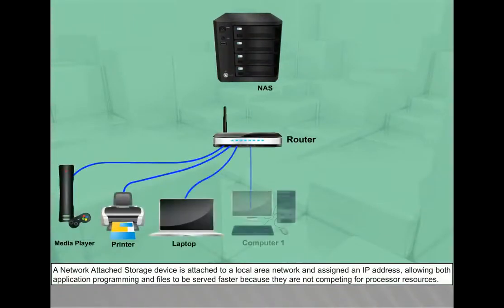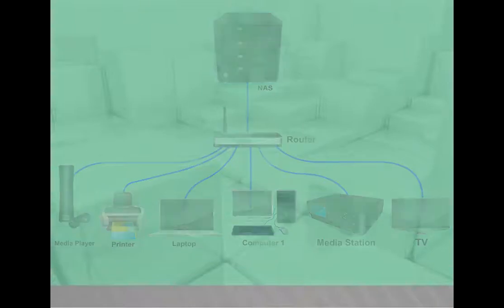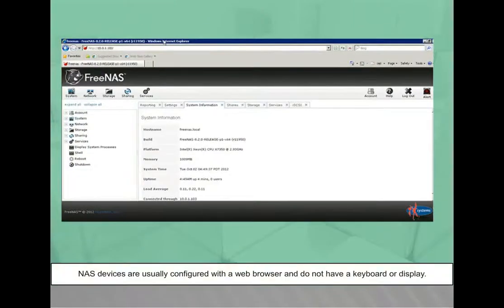A network attached storage device is attached to a local area network and assigned an IP address, allowing both application programming and files to be served faster because they are not competing for processor resources. NAS devices are usually configured with a web browser and do not have a keyboard or display.